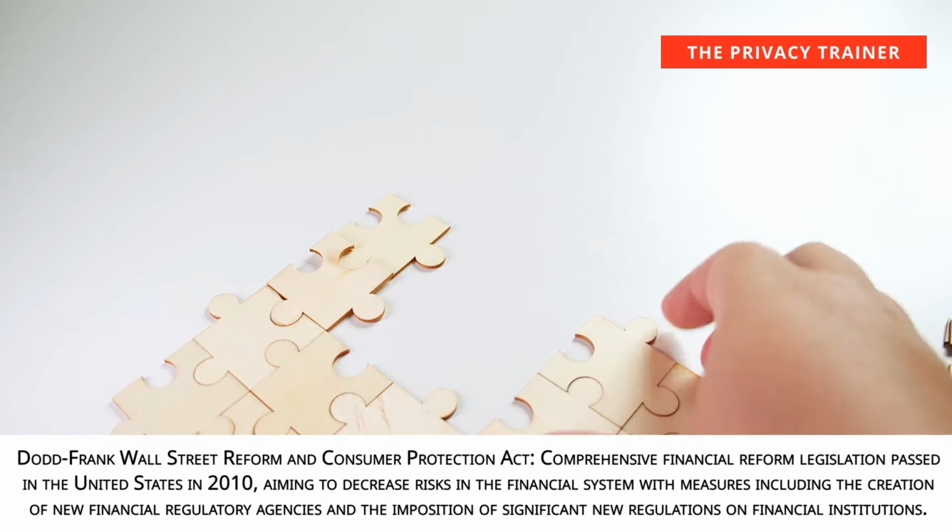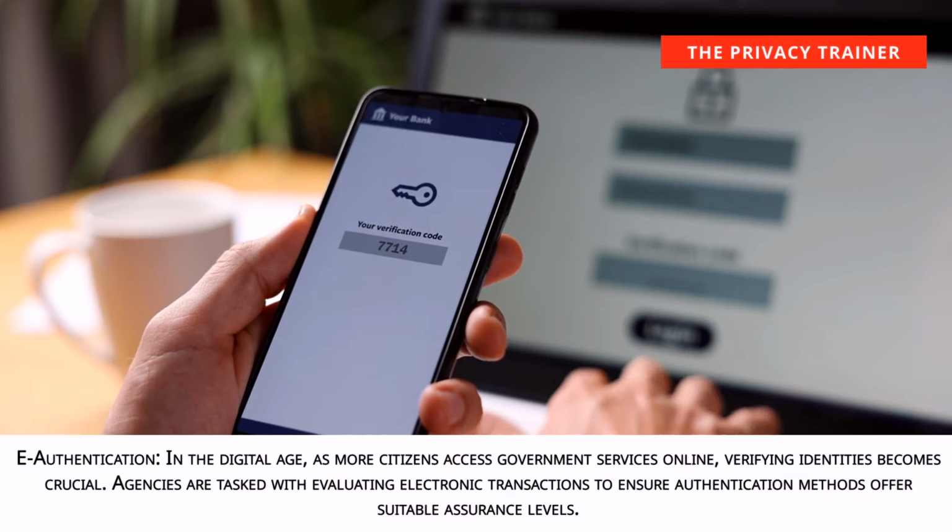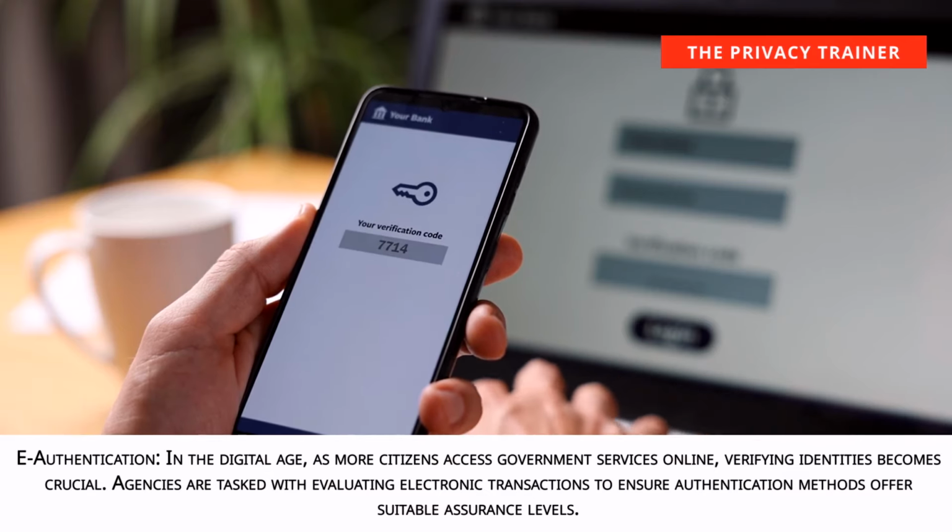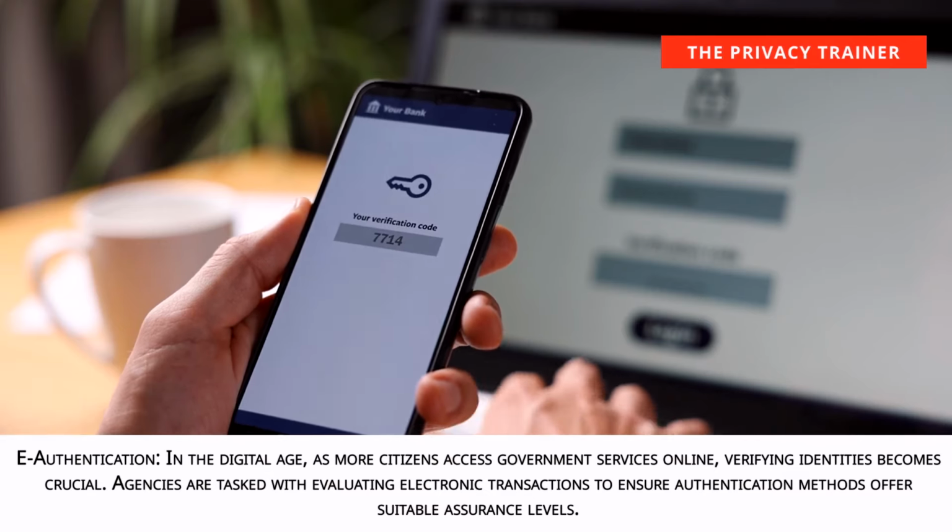E-Authentication. In the digital age, as more citizens access government services online, verifying identities becomes crucial. Agencies are tasked with evaluating electronic transactions to ensure authentication methods offer suitable assurance levels. E-commerce websites. Websites enabling online transactions gain unique access to consumer purchase data and payment details. This creates opportunities for personalized marketing but also places a higher responsibility on these platforms to safeguard consumer privacy.